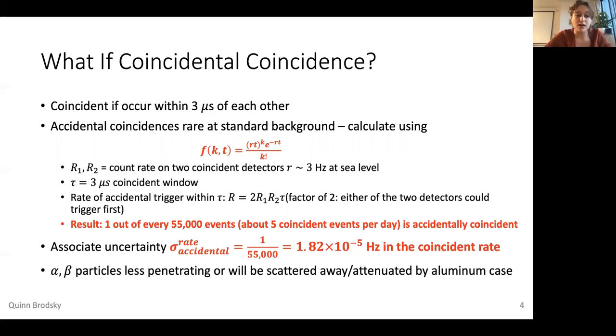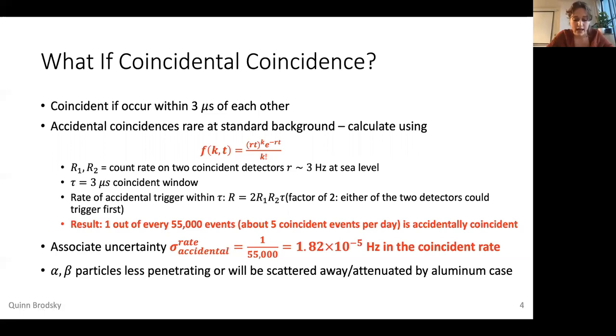So here I let R1 be the count rate on one detector and R2 is the count rate on the other, which is around 3 hertz at sea level. And I let tau be this 3 microsecond coincident window. And the rate for accidental coincidences within the time span of tau is given by this product here. And the factor of 2 comes from the fact that either of the two detectors could have detected the event first.